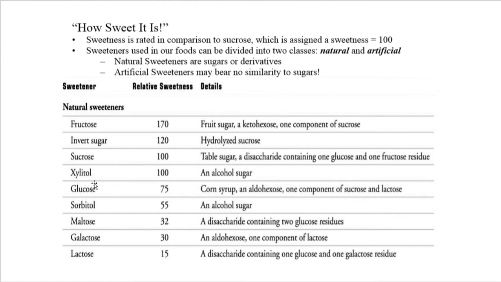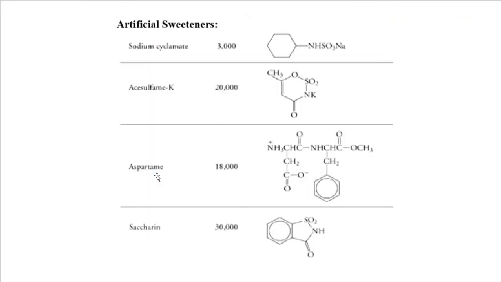Generally, we use sucrose as the unit, and we give a value of 100 to its relative sweetness power. Then you can see here different sweeteners, but they are natural. And here we have certain artificial sweeteners.